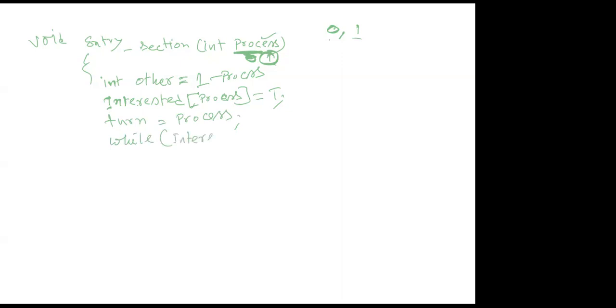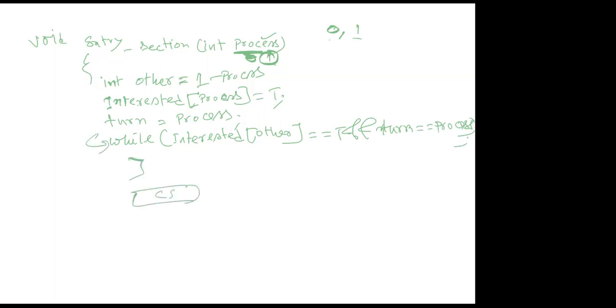interested other. It will check whether the other process is interested in entering the critical section or not. Here is an AND operation, and then turn equal process. If turn equals process, then it actually executes this while loop. Otherwise, it reaches the critical section. Okay, critical section. I showed you this.